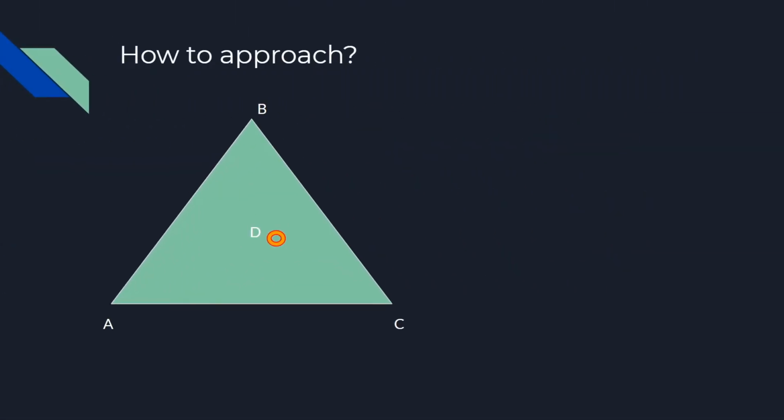How to approach this? Let's connect point D to the other apexes. Now we have 3 more triangles, ABD, BCD and ACD. If D is within the main triangle ABC, then the sum of footprints of constructive triangles will be equal to the footprint of ABC. If not, the sum will be bigger.